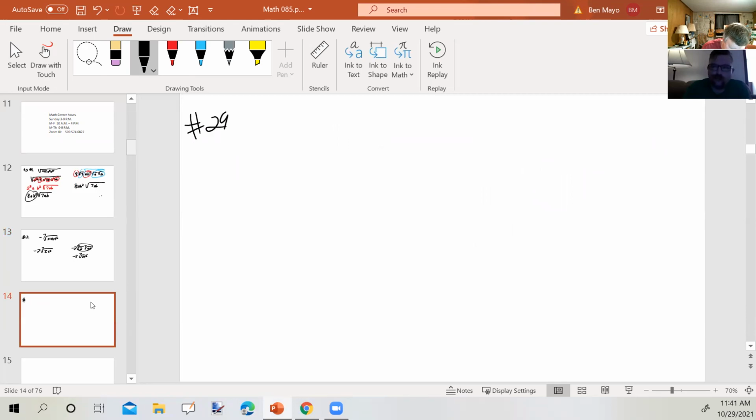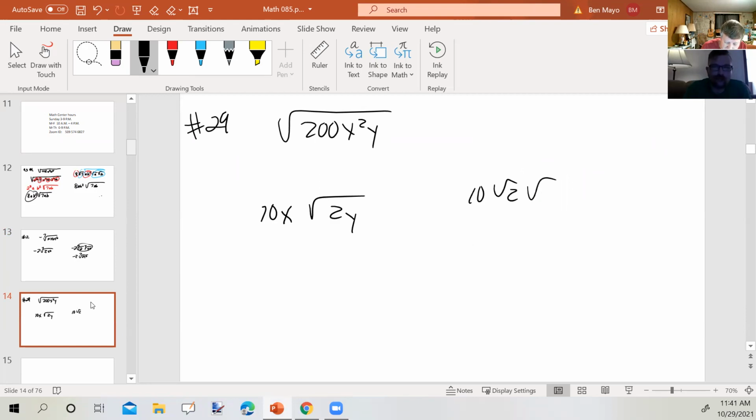Let's take a look at 29. The problem is the square root of 200 x squared y. The correct answer is 10x square roots of 2y. You had 10 times the square root of 2 times the square root of x times the square root of y. Now, this one, there is something wrong right here. So let's go ahead and do that problem.